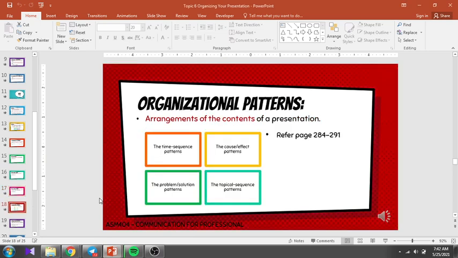Alright, organizational patterns, the arrangement of the content of the presentation. Make sure of the time sequence pattern, there are four here actually. The time sequence pattern means from the start to the end. And the cause and effect pattern: if you do this, it will later on result in what. This is the cause and effect pattern.